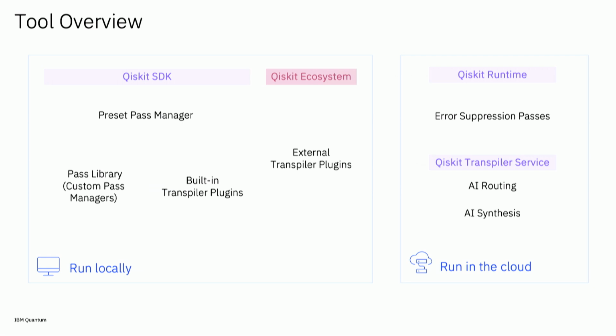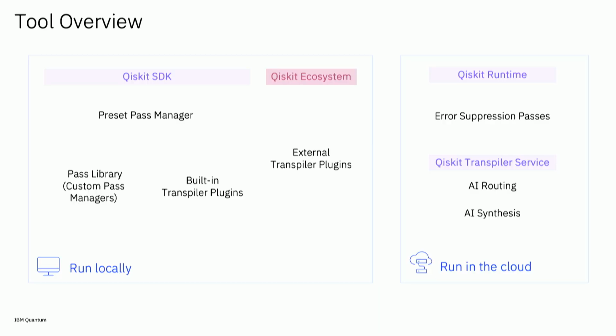Now, for the cloud tools, as you have also seen, they are not exclusively cloud tools. They can also be run locally, but it's a differentiating factor, so I put them in a different box. We have the passes that can be run in Qiskit runtime, as Peter just presented, error mitigation and dynamical decoupling and twirling. And we also have the Qiskit transpiler service with the routing and the synthesis passes.